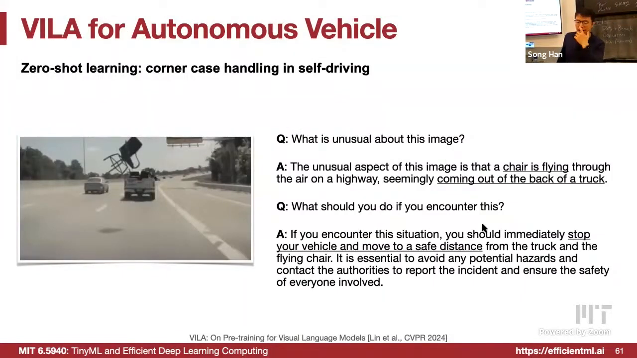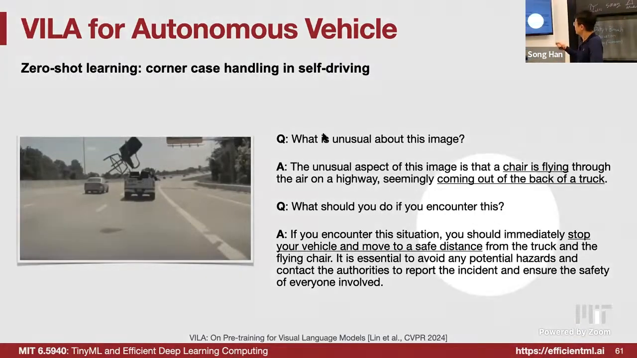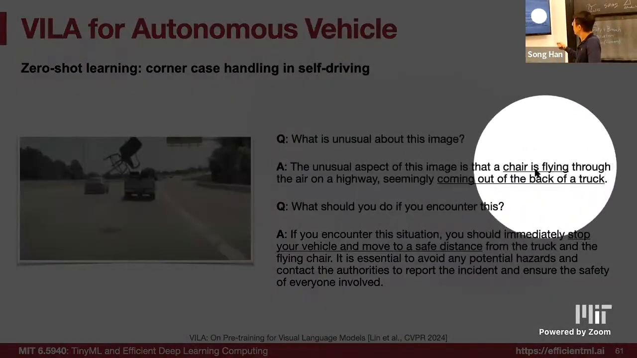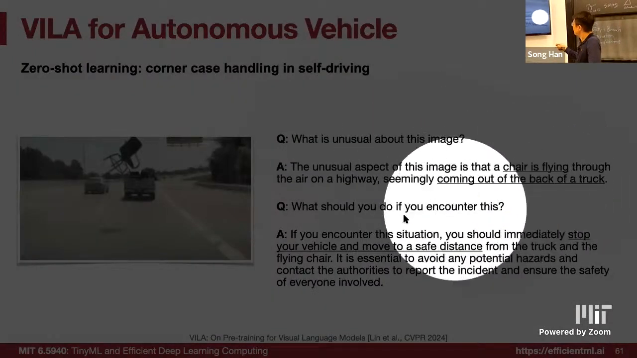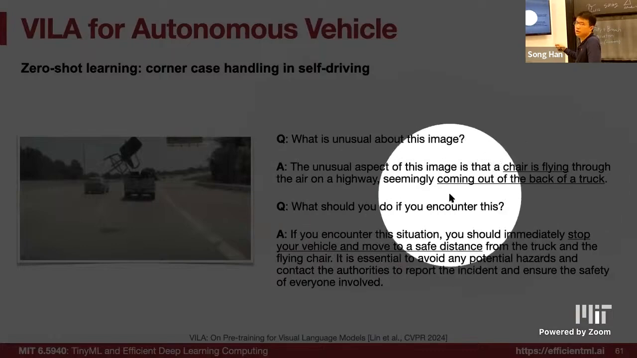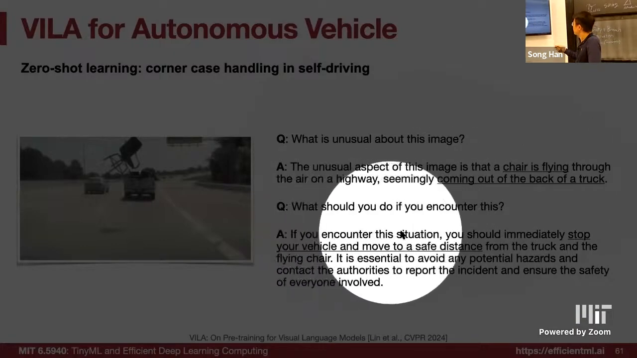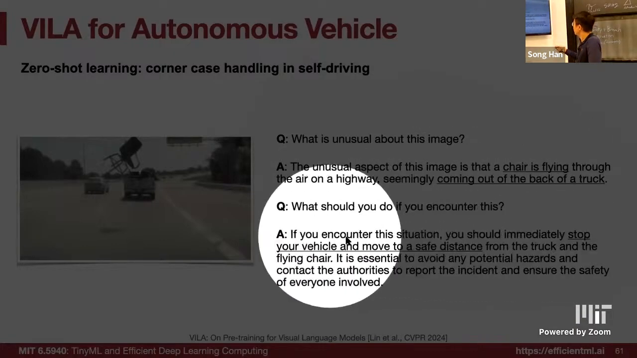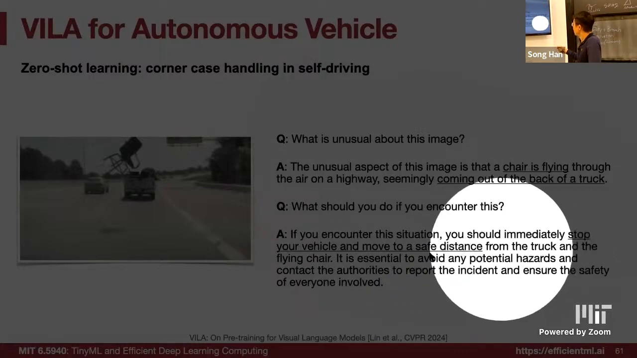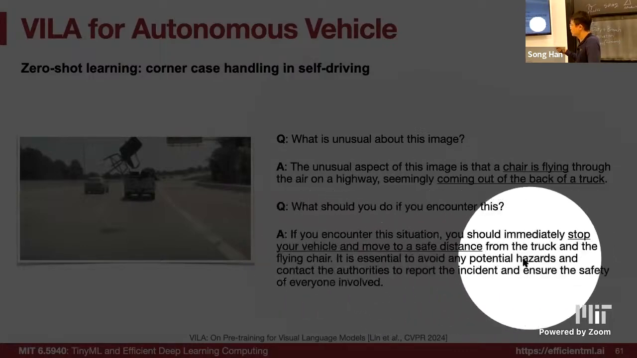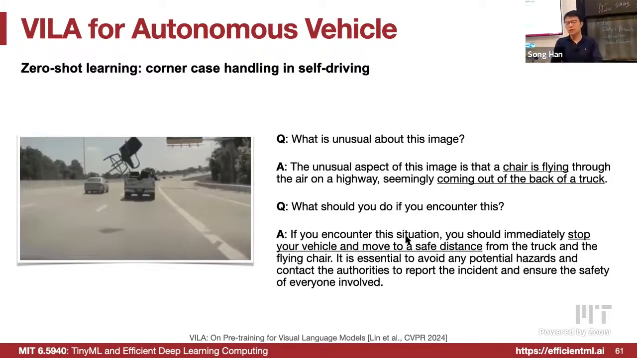Now corner case handling, like in autonomous driving, there might be very few such corner cases, so very little training data, but language models have a lot of common sense. So hopefully they can handle those corner cases. For example, what is unusual about this image? Chairs flying out of the back of a truck. What should you do if you encounter this? If you encounter this situation, you should immediately stop your vehicle and move to a safe distance from the truck and the flying chairs. Avoid potential hazards, etc. So that is corner case handling.